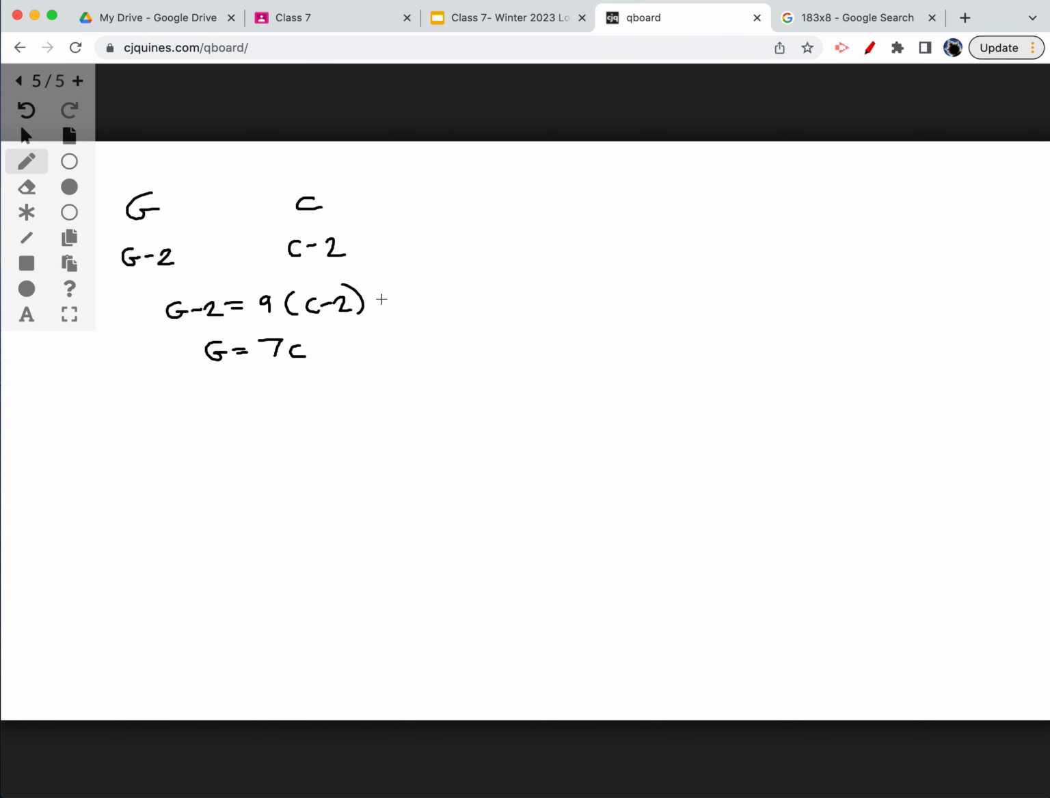So then this is just a simple system of equations. The easiest thing to do here would be substitution. So we have G is equal to 7C. That would mean 7C minus 2 is equal to 9 times C minus 2. So 7C minus 2 is equal to 9C minus 18. So 2C is equal to 16, and C is equal to 8.